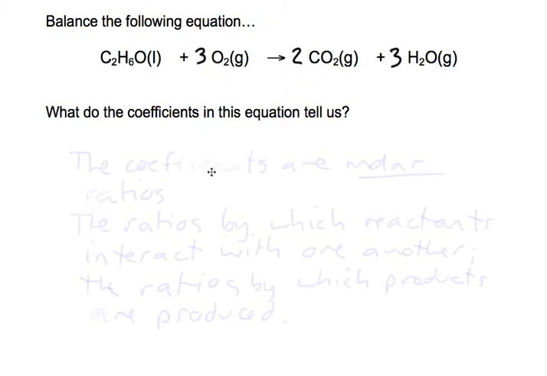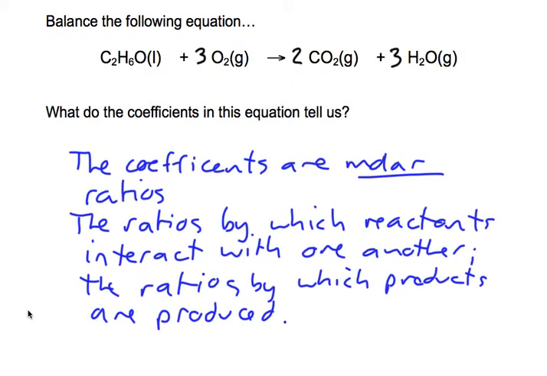So these coefficients are molar ratios. This is very important. These are the ratios by which reactants interact with one another. 1 mole of ethanol reacts with 3 moles of oxygen. These ratios are also telling us something about the products, though. If I react 3 moles of oxygen, I would produce 2 moles of carbon dioxide. If I react 1 mole of ethanol, I could produce 3 moles of water. So these mole ratios are what we're going to use. We get those from our equation.